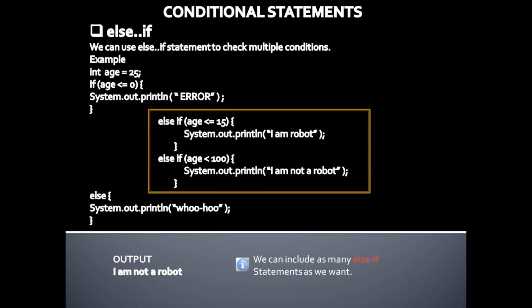We can use else if statement to check multiple conditions. Conditions like greater than, less than, equal to. Here is an example below. Output prints I am not a robot as the condition age less than 100 is correct. We can include as many else if statements as we want.